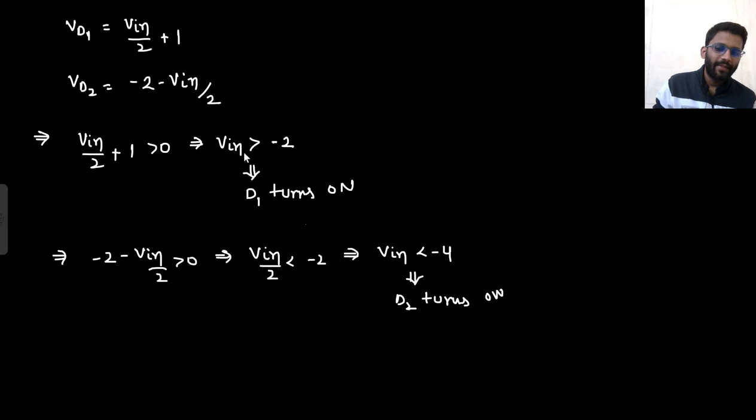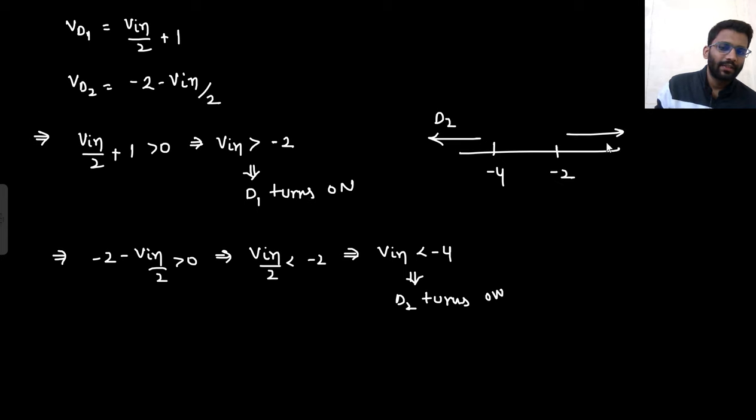So is there any common area between both of them? It is saying that if it is less than minus 4, then D2 will turn on. Now this is saying that if it is greater than minus 2, then D1 will turn on. No common area in between them, so we don't need to think much. So for Vin less than minus 4, D2 turns on, that means D2 will be turned off for Vin greater than minus 2. And D1 turns on for Vin greater than minus 2, so D1 will be turned off here.